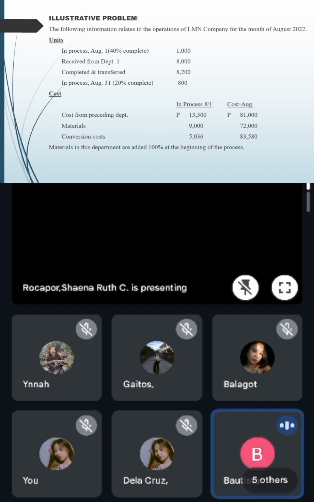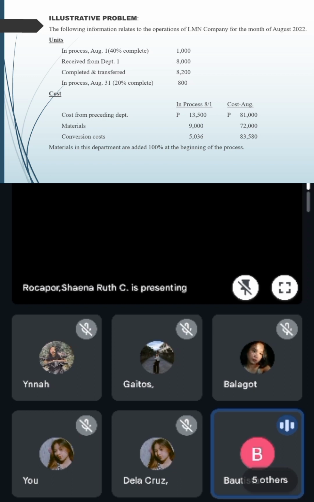Next reporter. The following illustration refers to the operation of LMN Company for the month of August 22. Units in process August 1, 40%, 1,000. Received from Department 1, 8,000. Completed and transferred, 8,200. In process August 31, 20%, 800. So, remember the 20%, because it is important later.